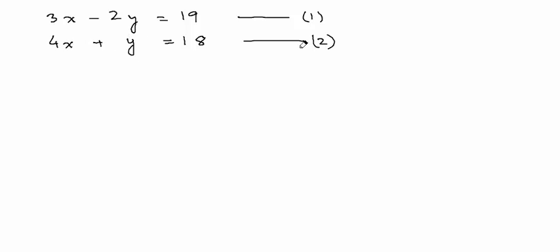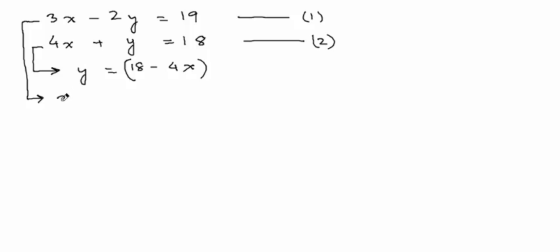So basically, I'm going to take this 4x on the other side and say that, okay, from equation number 2, we have y is equal to 18 minus 4x. And then we are going to plug this value back into the first equation where we have a y here, so that the first equation changes its form. It's only got an x now.